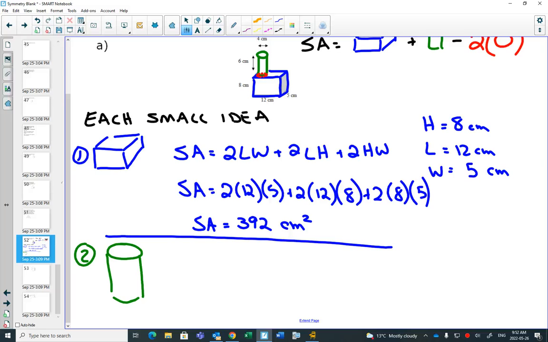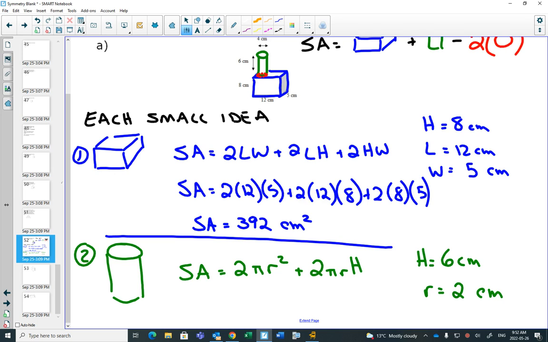Oh, yeah, and on our formula sheet, we have that formula on our formula sheet for surface area of a cylinder. So we need to say, what is h equal to? Well, the height of that cylinder is 6 centimeters. What's the radius equal to? Well, the question doesn't show us the radius, but it shows us the diameter. Does it make sense that if the diameter was 4 centimeters, your radius would be 2 centimeters?